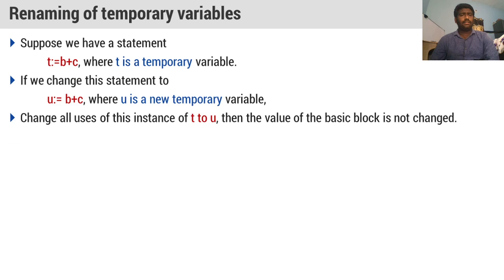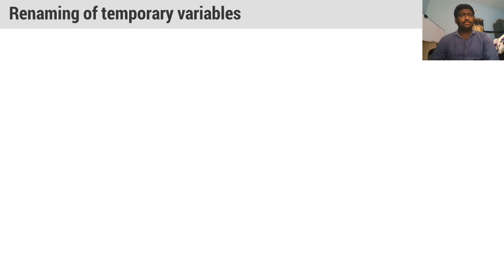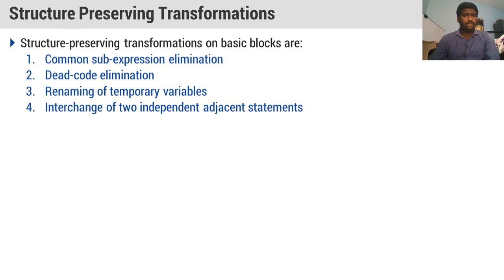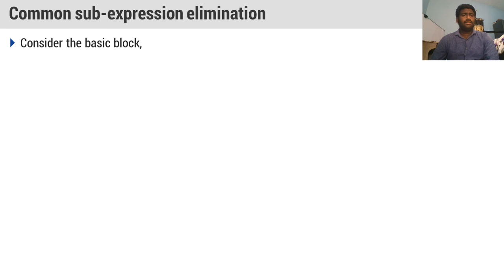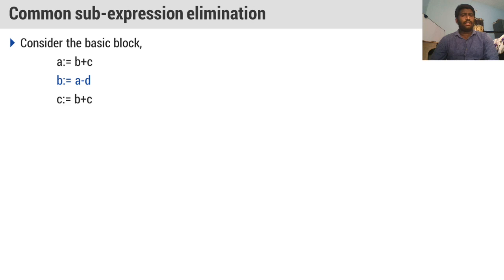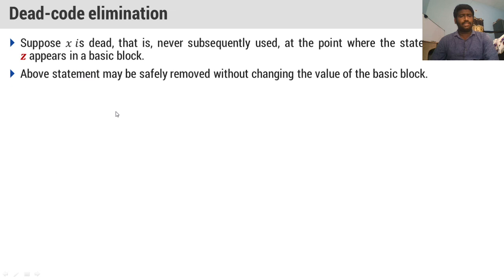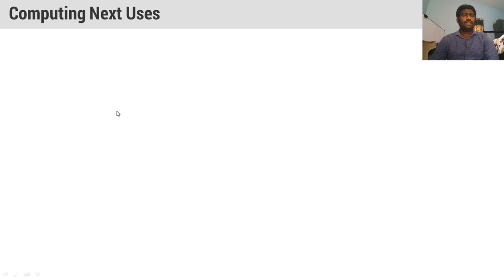These are the things we have discussed under transformations. There are two kinds: one is structure preserving transformations, another one is algebraic transformations. We have discussed both types of transformations, structure preserving and algebraic transformations.